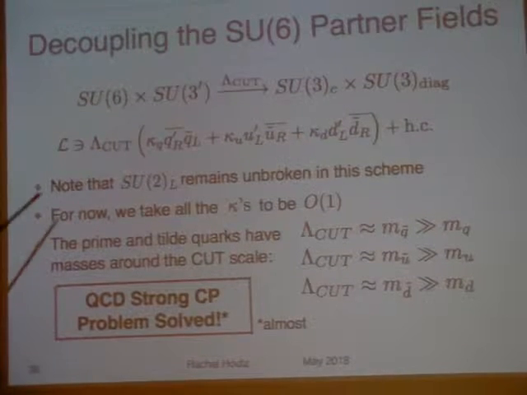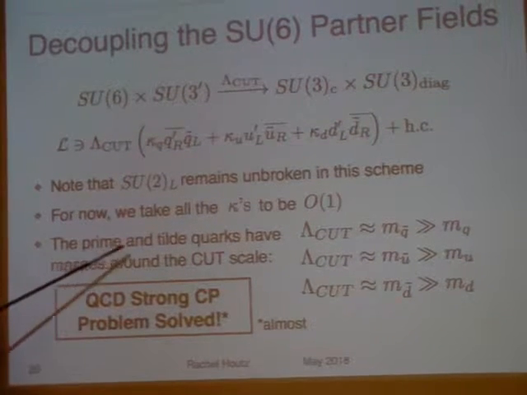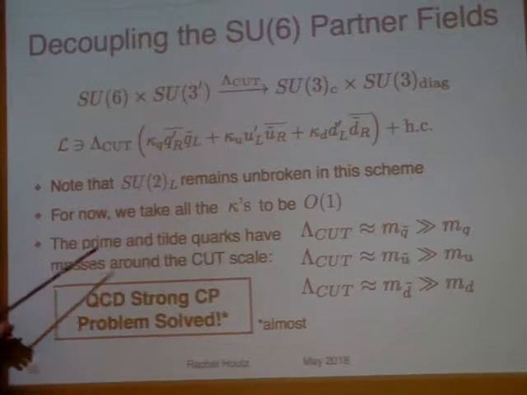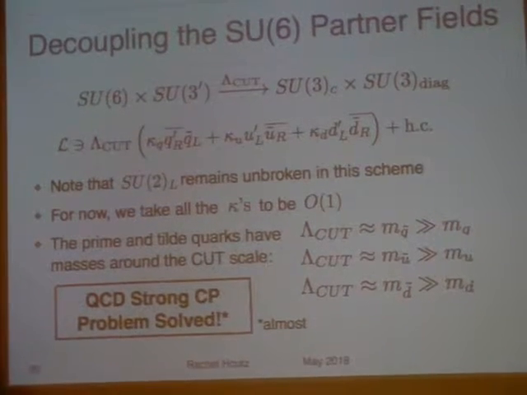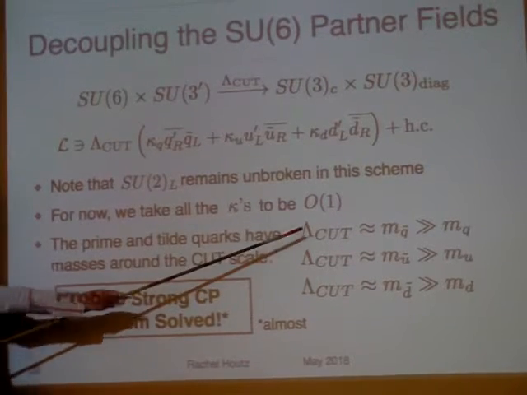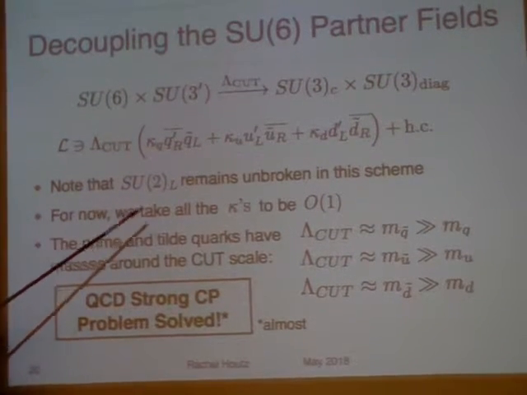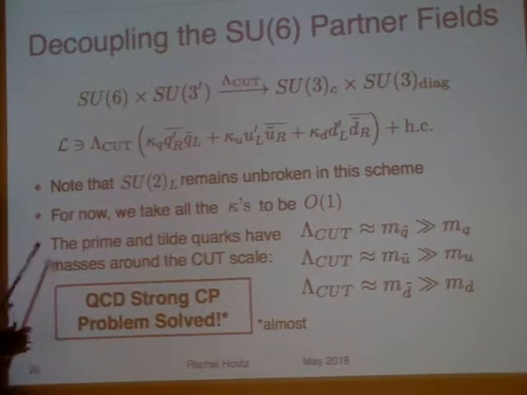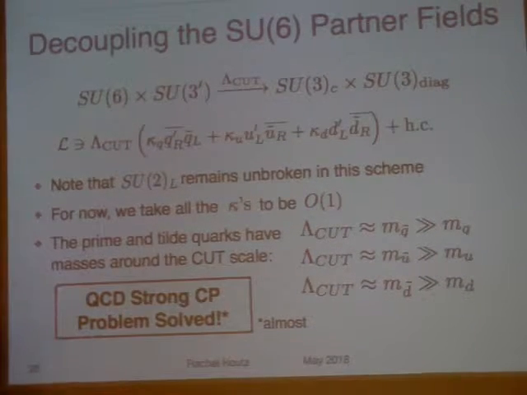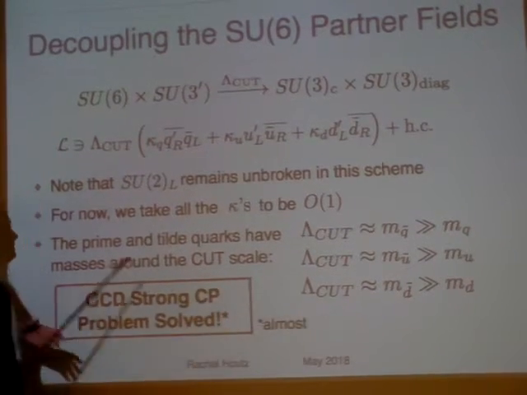And so note that in this scheme, above and below cut breaking, SU2 left remains unbroken, which is essential, so that's good. And for now, we take all the kappas to be order 1. It's possible that the kappas could be hierarchical, like the standard model Yukawa couplings, and I can talk about the implications of that a bit later. But for now, let's assume the kappas are order 1, so the masses of these tilde quarks are going to be around the cut breaking scale.